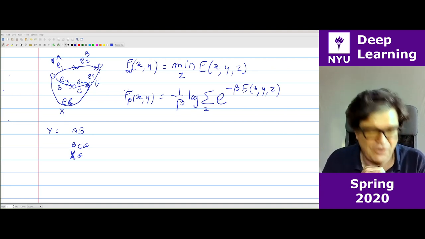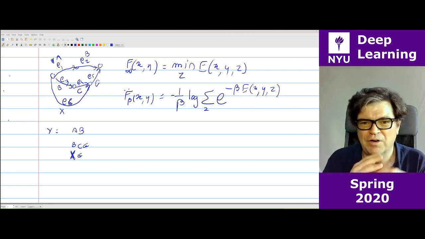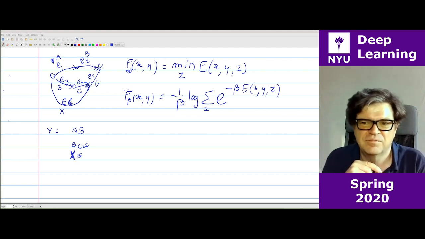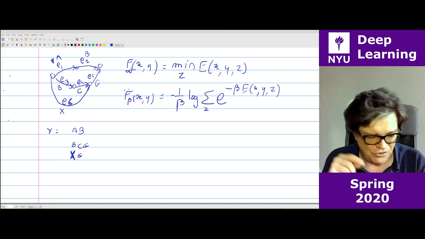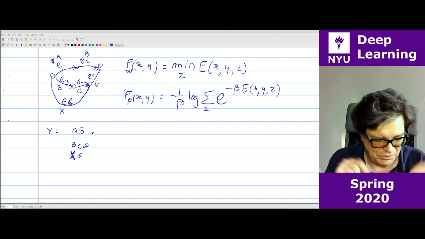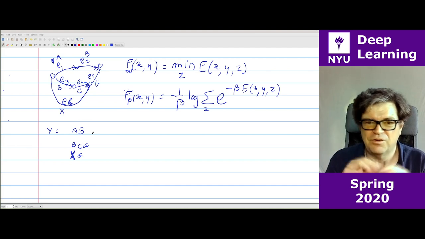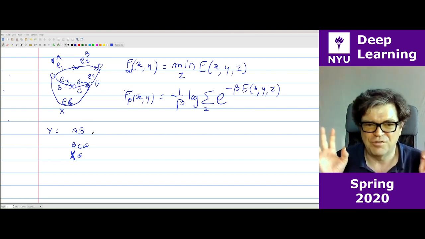Okay, those are the only three possible interpretations that can come out of that graph. And Z is which path you're taking. So if Z is the first path, then the output will be AB. If Z is the second path, the output will be BCG, etc. But this is not used for training. This is the energy function, used for inference.